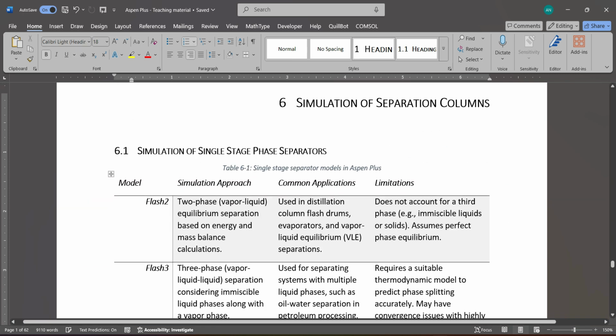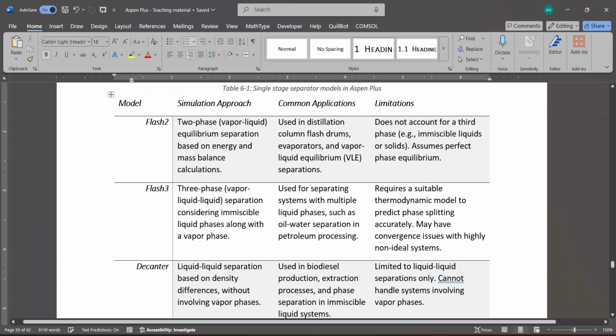Related to the single stage phase separators, Aspen Plus has three models including Flash2, Flash3 and Decanter. Flash2 is a two-phase vapor-liquid equilibrium separation block that is commonly used in a single-stage distillation process, evaporators, knockout drums, or various other applications related to vapor-liquid equilibriums.